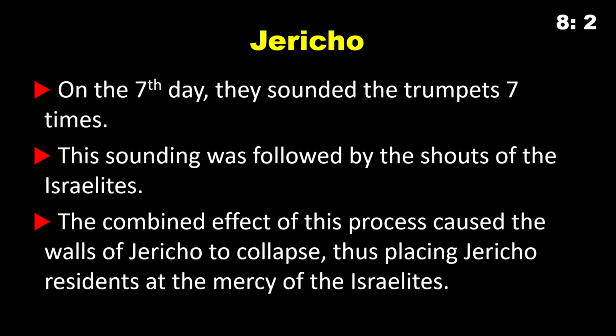On the 7th day they sounded the trumpets 7 times. This sounding was followed by the shouts of the Israelites. The combined effect of this process caused the walls of Jericho to collapse, thus placing Jericho residents at the mercy of the Israelites.